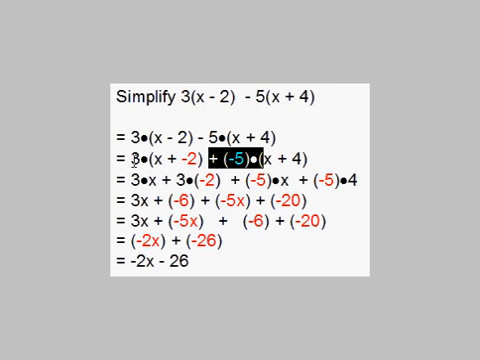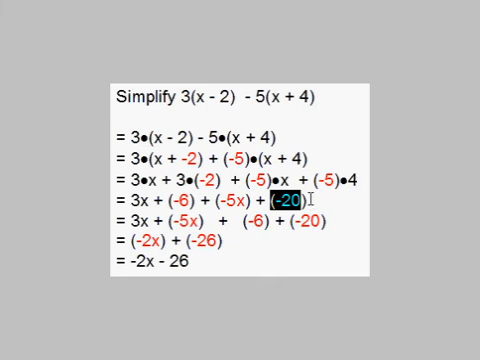Everything's added together. We have 3 times x makes 3x. We have 3 times negative 2 makes negative 6. Then we take the negative 5 times x with the distributive property, and then negative 5 times 4. We add all these products together, and this gives us 3x added to negative 6 added to negative 5x, because it's negative 5 times x, added to negative 20, which is negative 5 times 4.